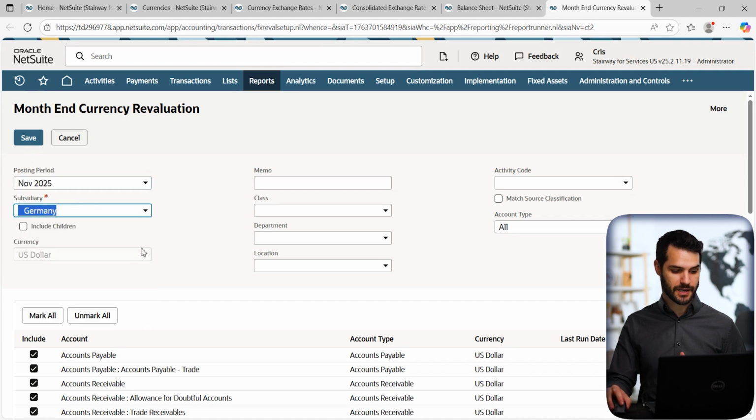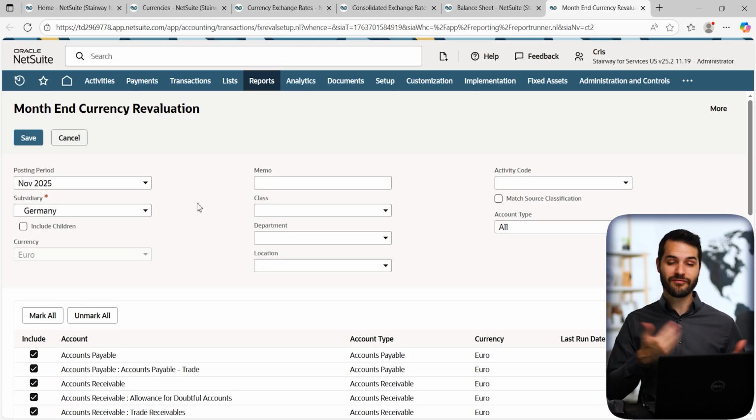Let's choose Germany. So for Germany, we've got all of these various accounts in that subsidiary. Now, they're all in the euro, but the fact that the currency has been changing, not in this demo account, but in real life, you'd have your currency updating all the time. We want to do a currency revaluation as part of our month-end close and make sure that all the currencies are updated for that particular subsidiary.